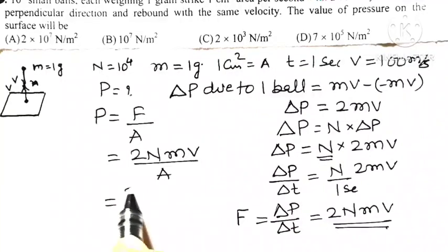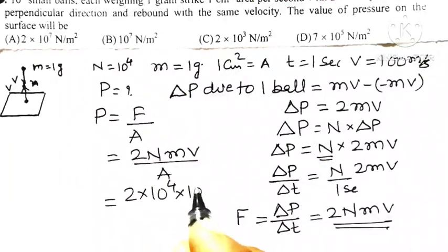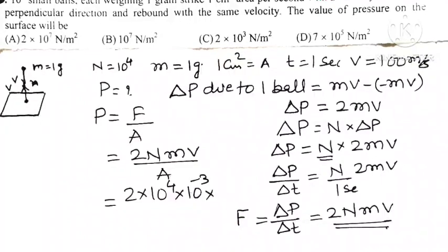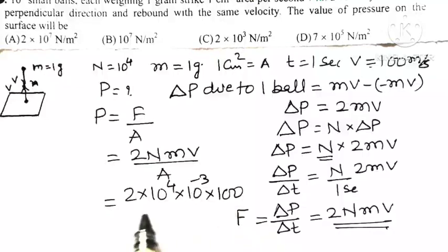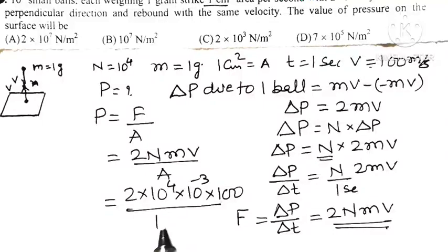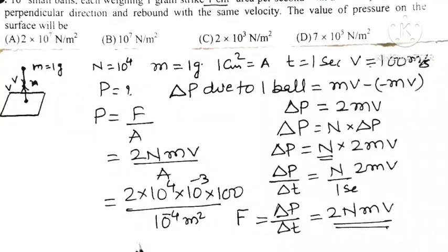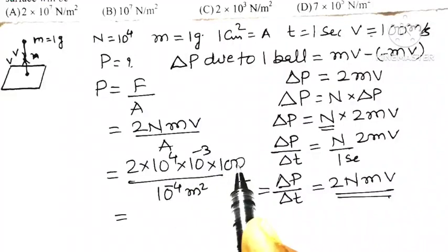Let us put in the values. 2 into, what is the number of balls? They are 10 raised to 4. Mass of each ball is 1 gram, which means 10 raised to minus 3 kilogram, into v, the velocity with which balls are moving, 100. So it is 100 divided by the area, which is given as 1 centimeter square, meaning 10 raised to minus 4 meter square. If you calculate it, 10 raised to 4 and 2, 10 raised to 6, and minus 3 means 10 raised to 3.